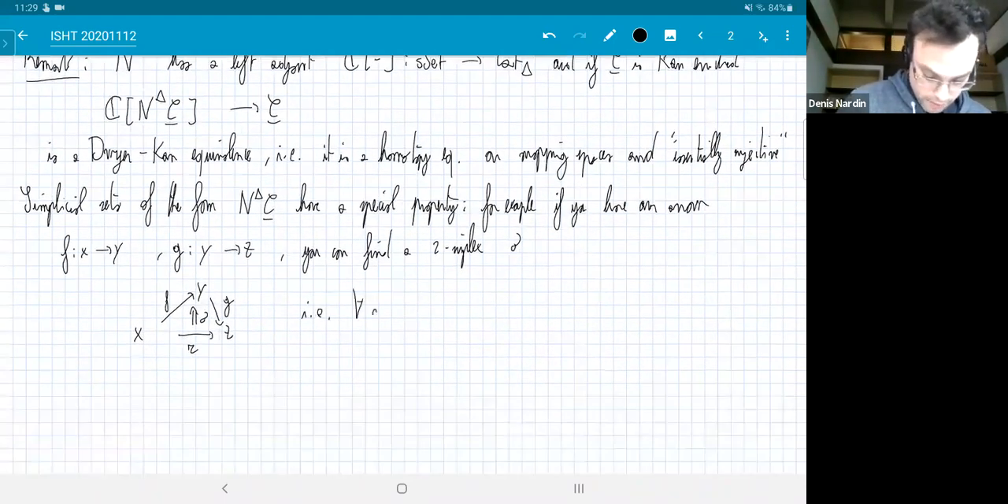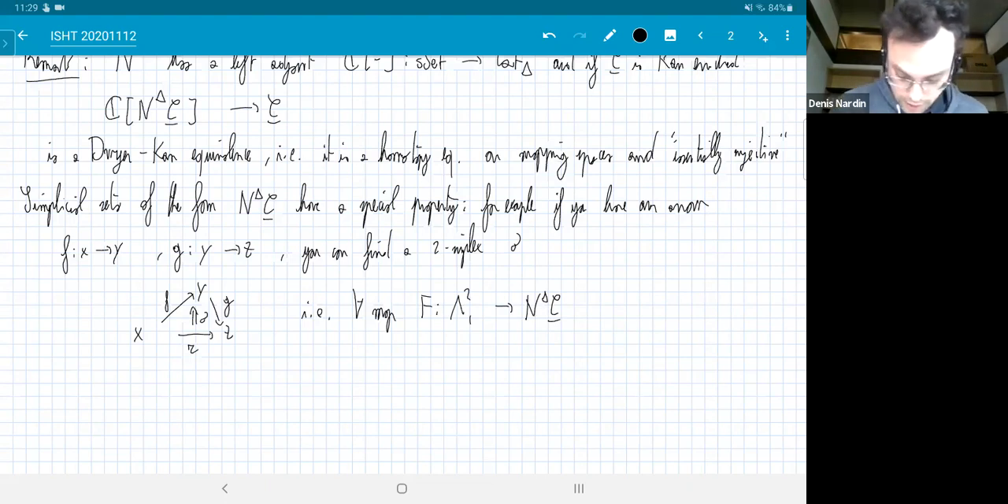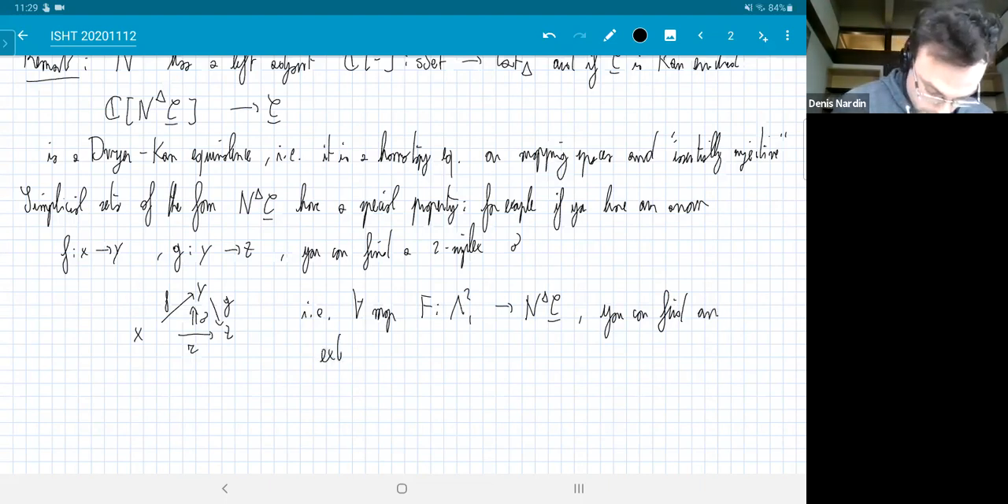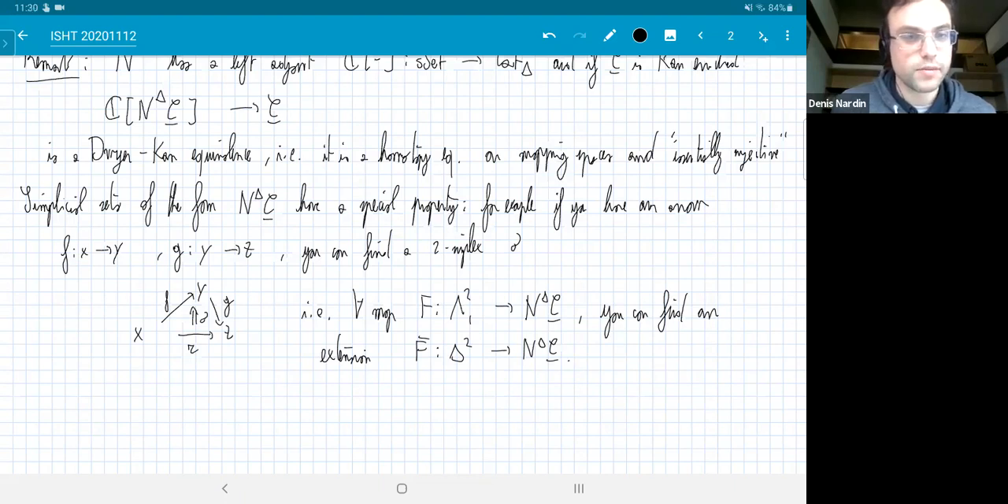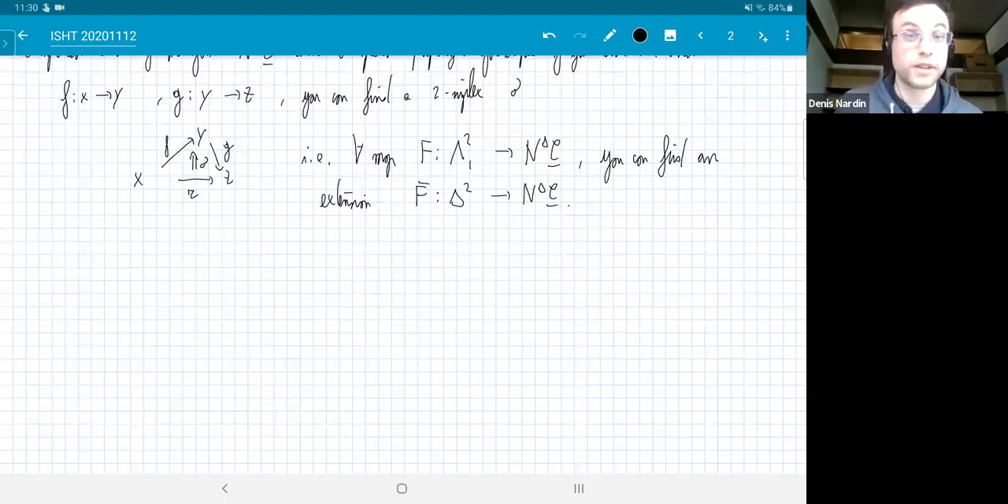That is, for every map from Λ^2_1 to N_Δ of C underline, you can find an extension f bar from Δ^2 to this guy, where r is the composition. And this is not true, for example, if you take Λ^2_0; you can check it as an exercise. So it's not quite a Kan complex.